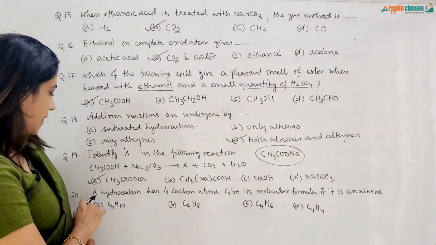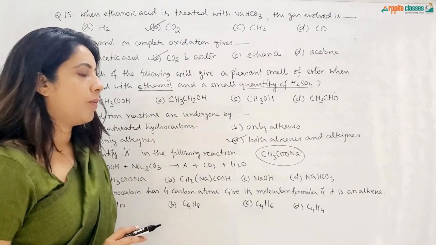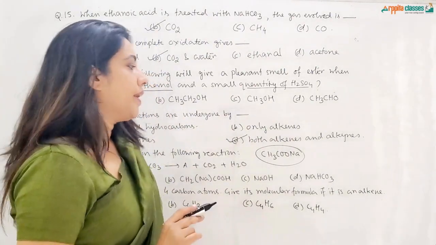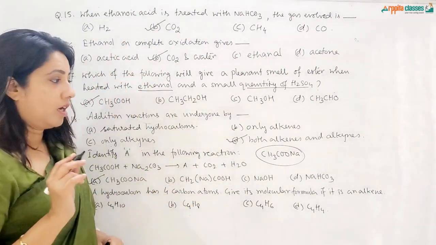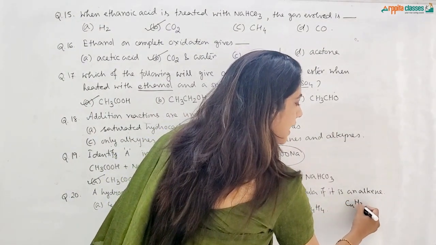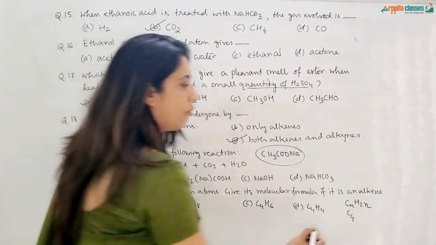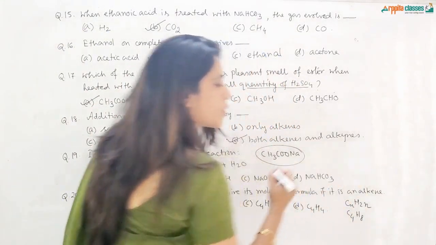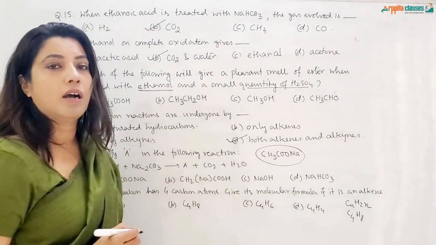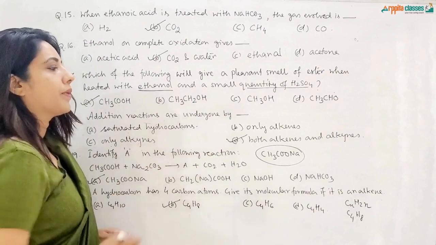Last question for today, a hydrocarbon has 4 carbon atoms. Give its molecular formula if it is an alkene. Now 4 carbon atoms, and it should be an alkene. We know the general formula for alkene is CnH2n. So if carbon atoms are 4, hydrogen should be double of it, that is 8. So the molecular formula of this alkene will be C4H8. This is the right option.